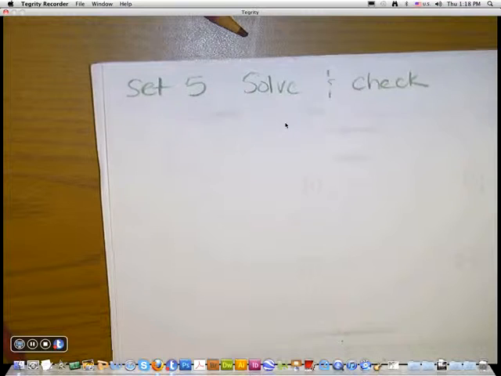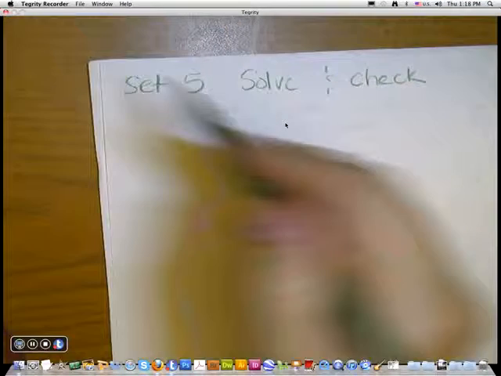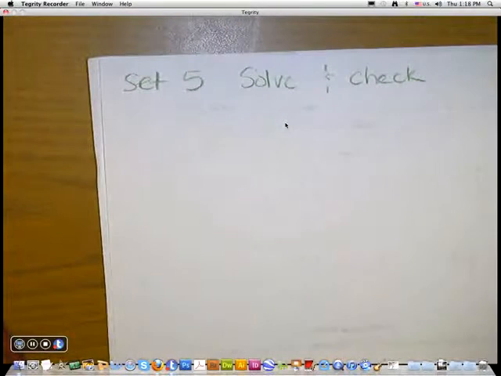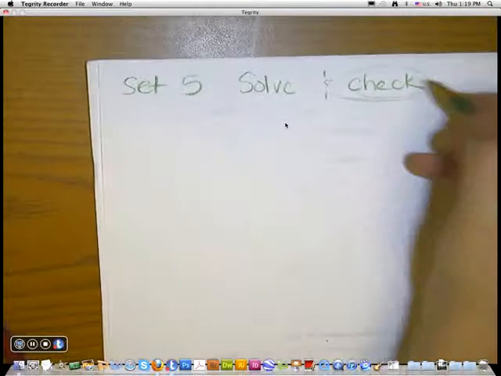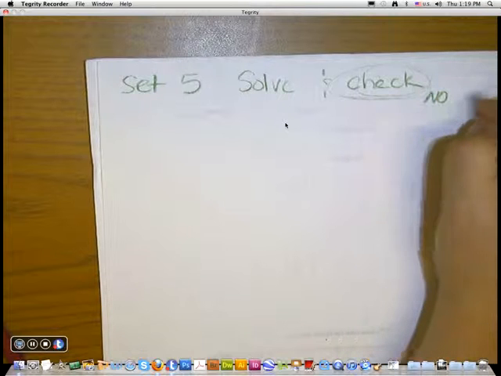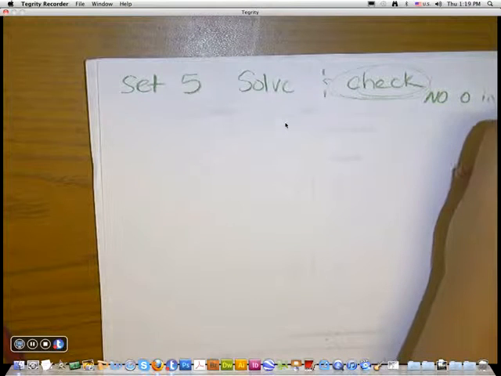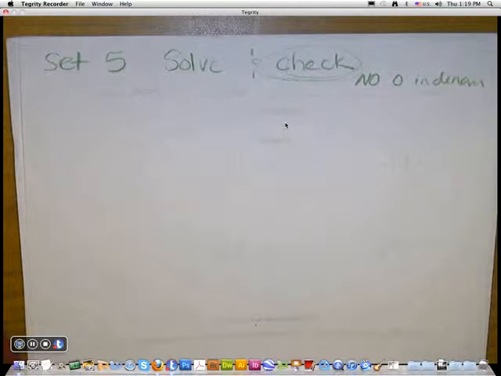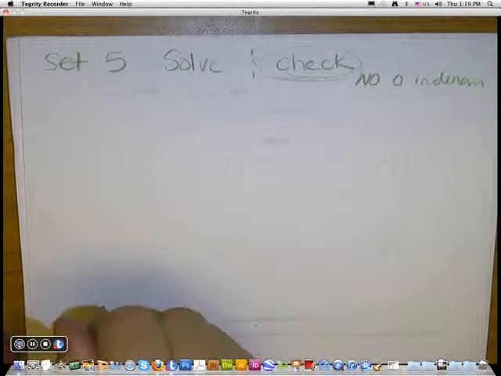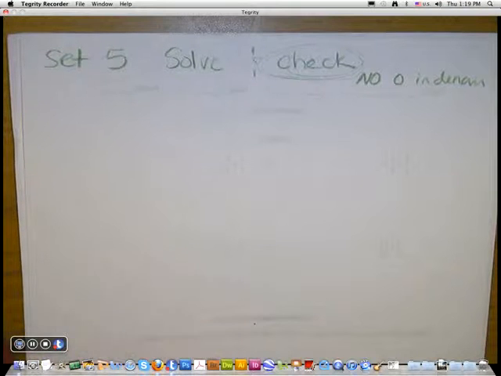All right, set 5, we're going to solve and check. Solve implies an equal sign. We're actually going to come up with x equals 4, 1, negative 2 halves, 2/3, whatever it is. But because we are working with fractions, we have to check. You must check because you cannot have a 0 in the denominator. So you always have to check to make sure that there is no 0 in the denominator when you're dealing with variables in the denominator.